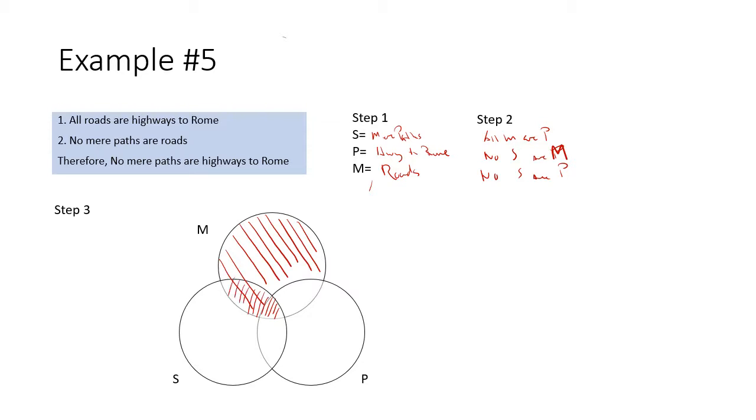So again, our shading overlaps, and that's okay, but that is going to mean that this argument is not valid, because the conclusion is no S or P, and in order for that to be right, you'd have to have the entire S and P overlap shaded, and part of it is, but part of it is not. So notice the circle here, that would need to be shaded. So not shaded means the argument is invalid.